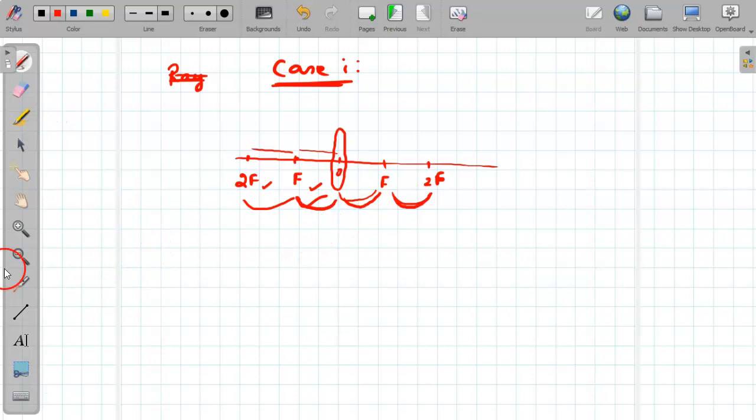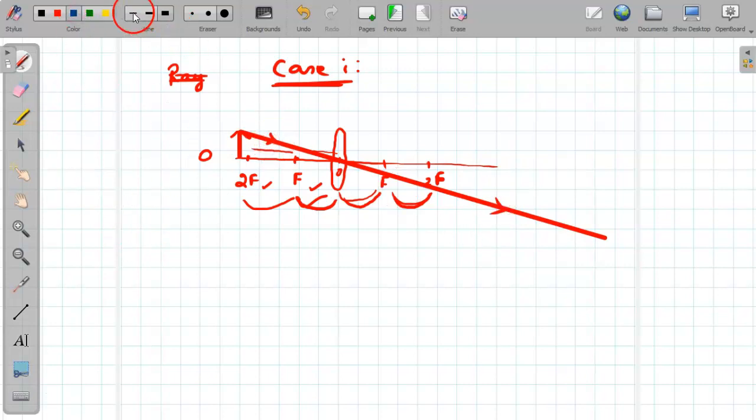Okay, the first case, I'm going to keep an object beyond 2F. This is beyond 2F. Here is an object, and I draw the arrow mark, which means it is upright object. So this is an object. Now I'm going to follow the rules one by one. What is the first rule? I told, whatever the line which is passing through the optic center, it will not bend. So this is the first rule. It will not bend. And draw the arrow mark. Don't forget to draw the arrow mark.